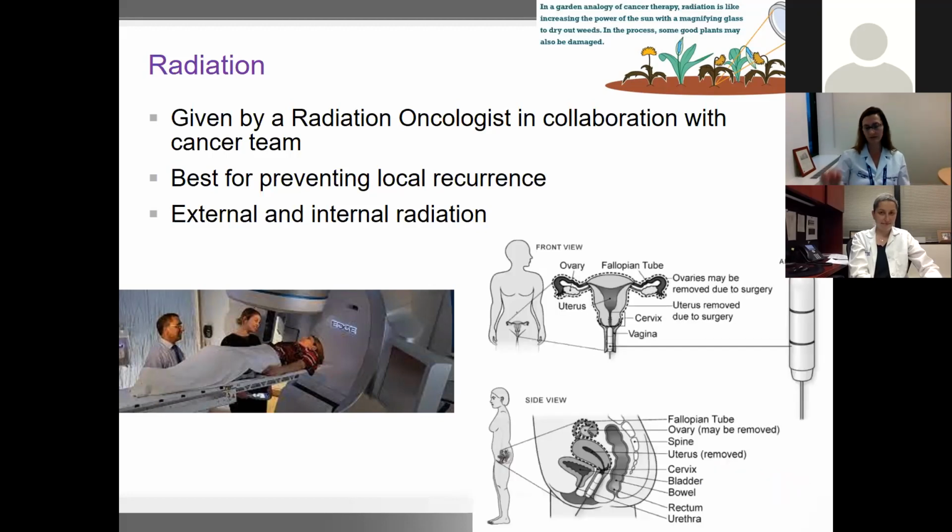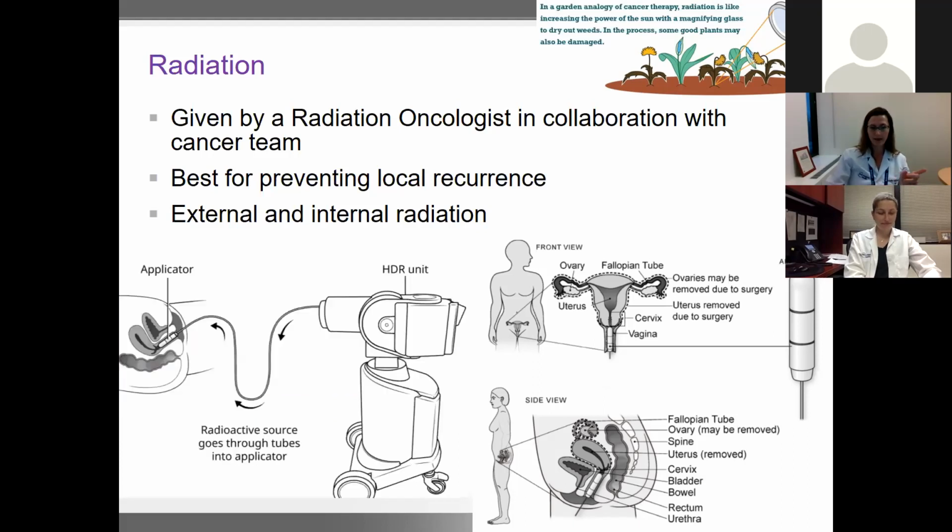We also use a special type of internal radiation called brachytherapy. This is just one example of what the applicator might look like, but there are lots of others. This is typically placed in the vagina. This picture shows a woman that still has a uterus, but sometimes we're giving this type of radiation after surgery so that you may not have a uterus. And then this applicator gets hooked up to the machine that gives the radiation.